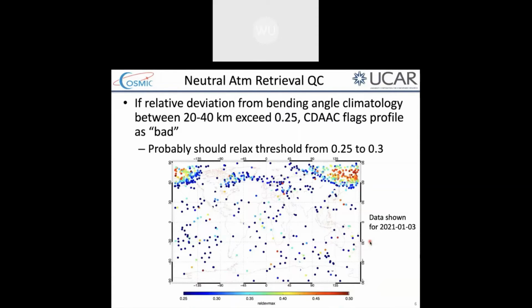We looked at some QC parameters, so this is something we'll incorporate, but we did notice that we can tune a QC parameter that we flag, which is measuring the relative deviation of the bending angle versus a climatology background in the 20 to 40 kilometer range. If that fractionally exceeds 25%, we flag it as bad. In our system, that's a default, and we decided that one thing we can tune is to loosen that up a little bit, and then we'll get a bit more Spire data through with our processing. We'll have to evaluate that, but we think it's going to look reasonable after that change.